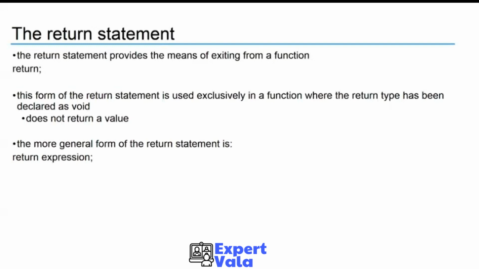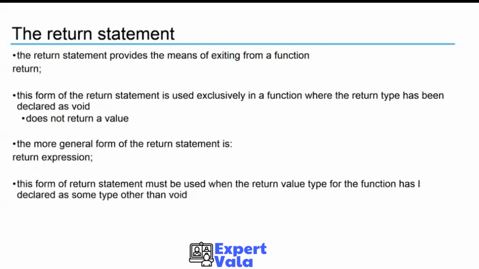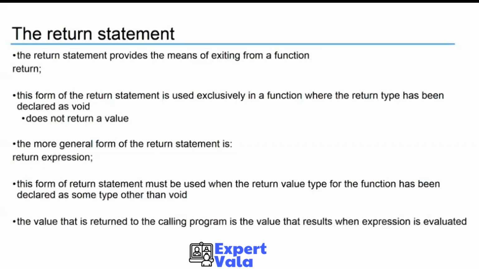The more general form of the return statement is returning some variable or some expression, like returning x plus y, or returning x. This form of the return statement has to be used with the return type that's specified in the function header. If you are returning an int, whatever variable or expression you are returning has to be evaluated to an int. Now, if you are returning a double, it has to evaluate to a double. Remember, you can have many different types of data returned.